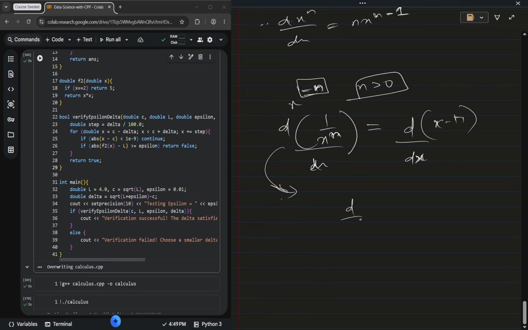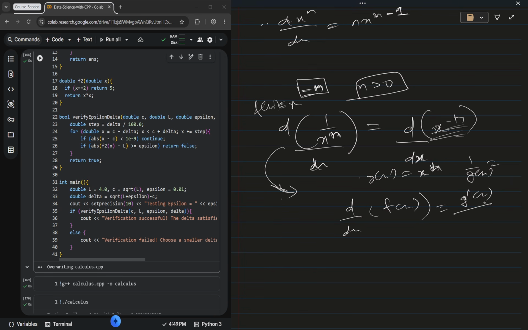So the rule says that if there is a function, let's say g(x) equals x to the power n, and we have a reciprocal function 1 by g(x), which is your negative power obviously. Its derivative can be written as minus g dash x divided by g(x) square, where g is the function f(x) equals x power n.